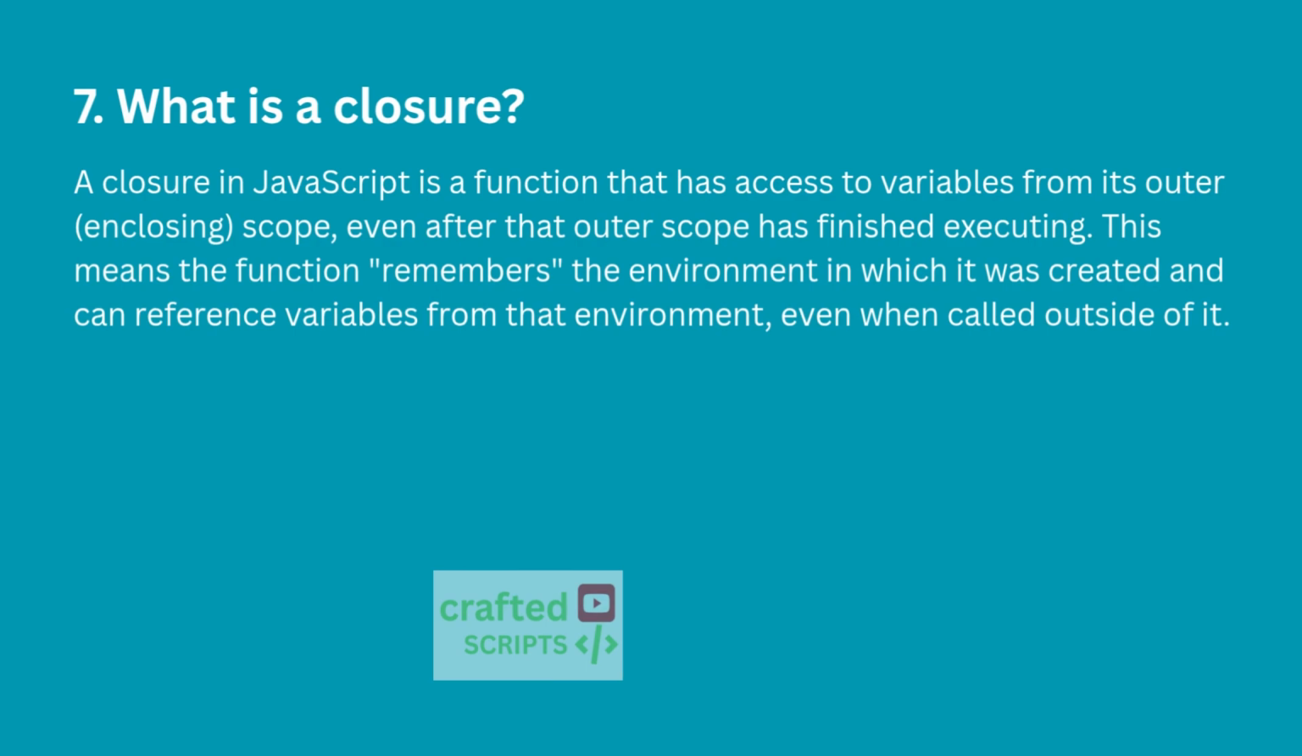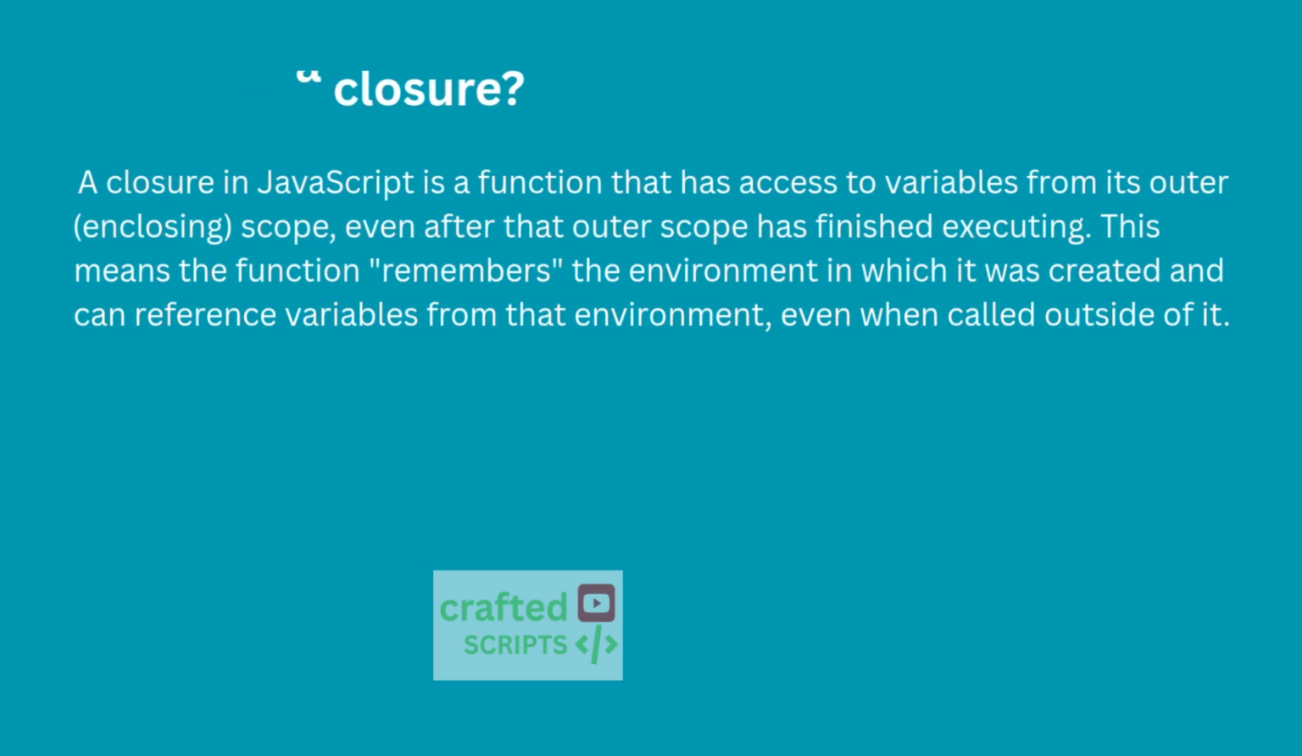A closure in JavaScript is a function that has access to variables from its outer scope, even after that outer scope has finished executing. This means the function remembers the environment in which it was created and can reference variables from that environment, even when called outside of it.